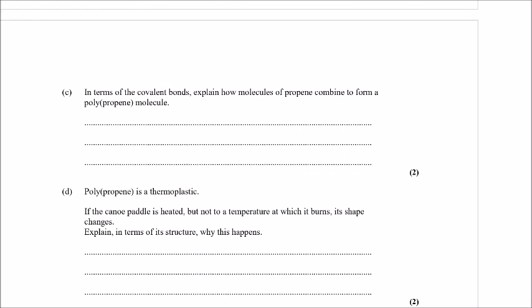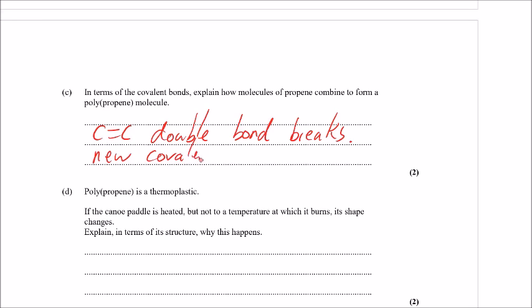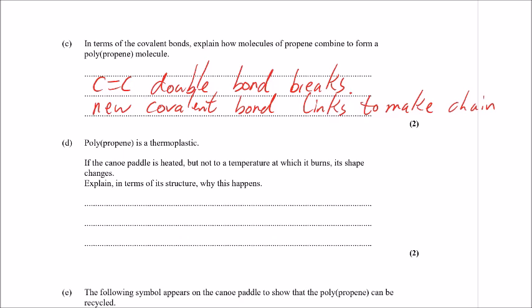In terms of covalent bonds, explain how molecules of propene combine to form the polymer. So, carbon to carbon double bond breaks, and a new covalent bond links to make a chain. Two marks there for those two sentences.